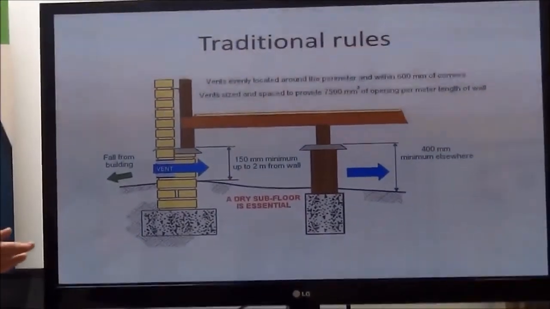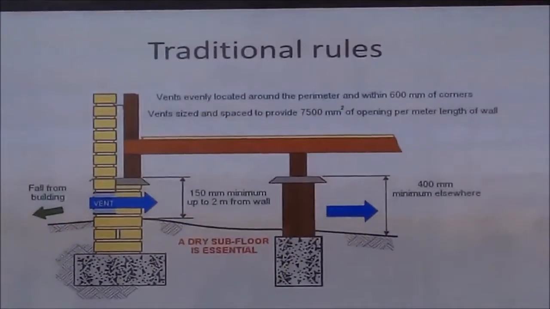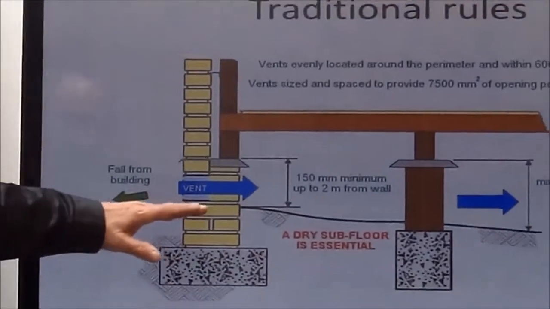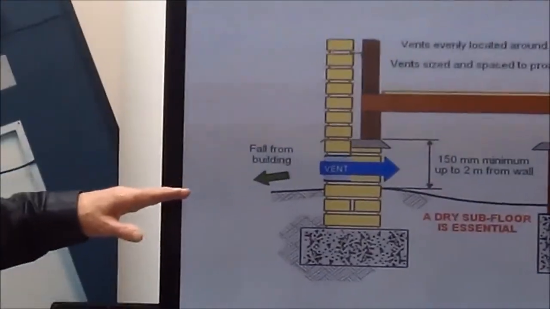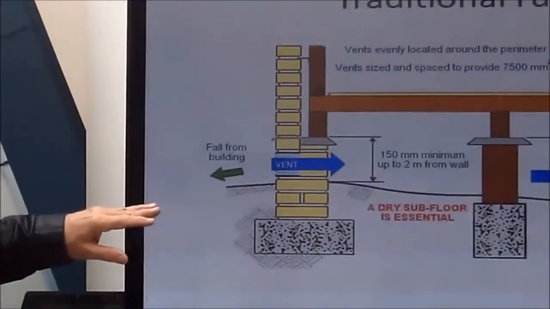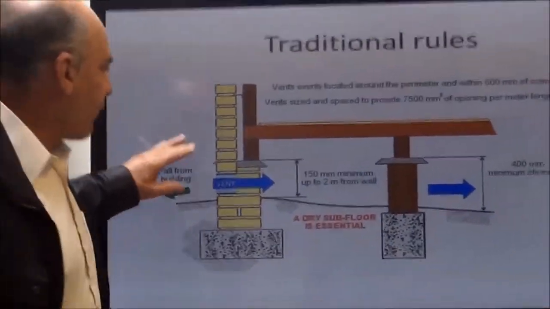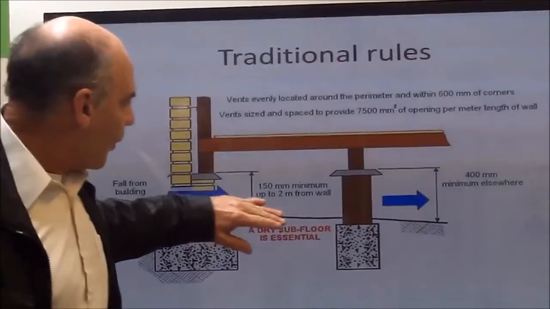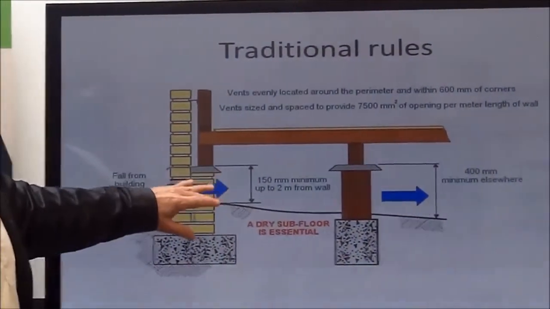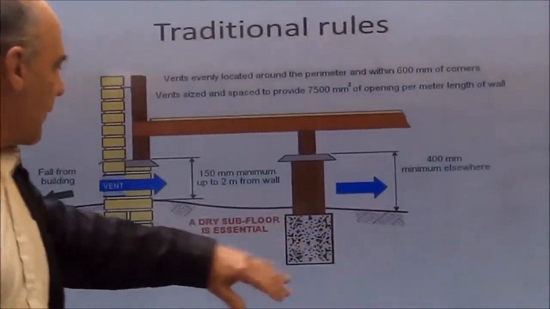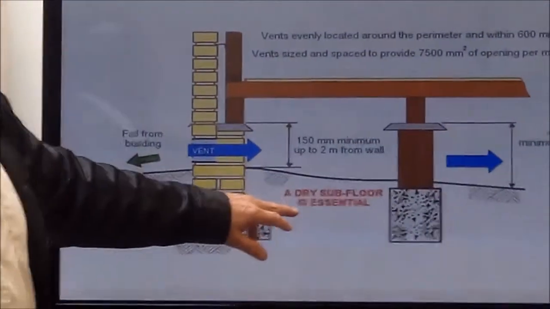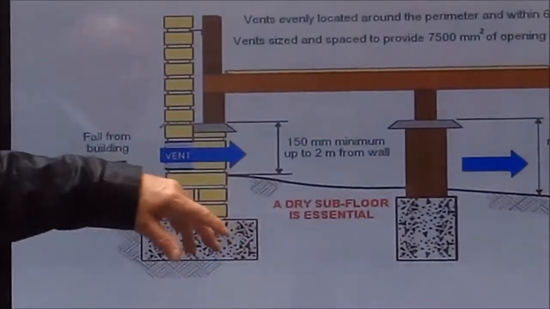These are the rules of building a house. Typically this is your wall, so you have a fall away from the building, so when the rain falls, any water that's here will run away from the building. Underneath the house there needs to be a fall as well, so that any water that does get in will run out. So a dry subfloor is essential for the house.